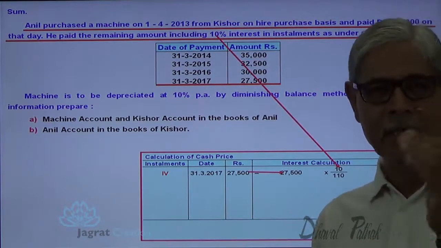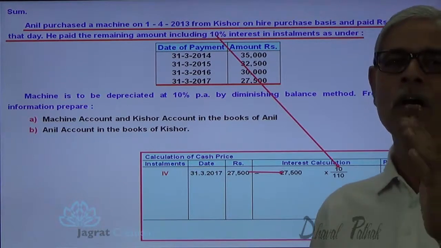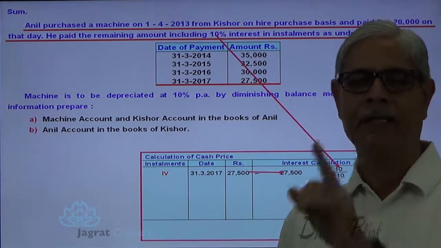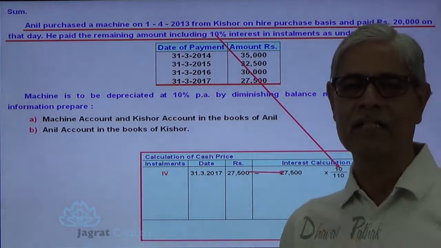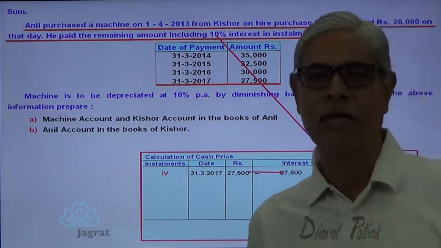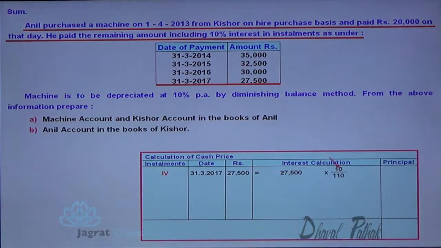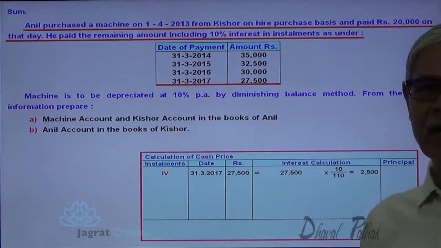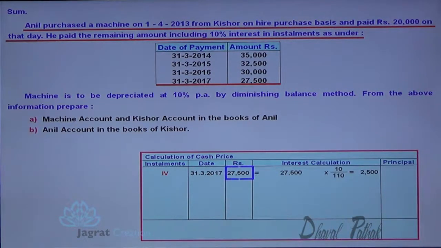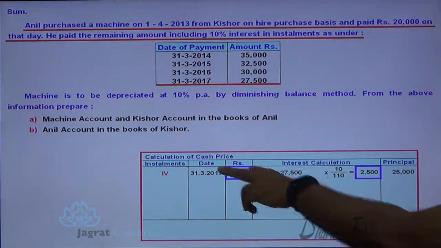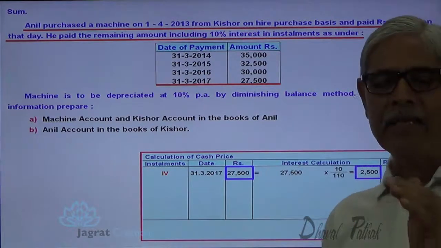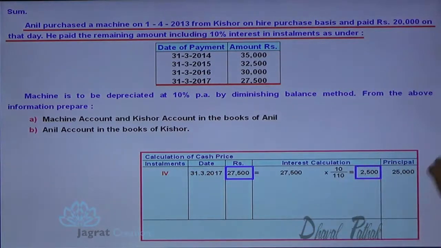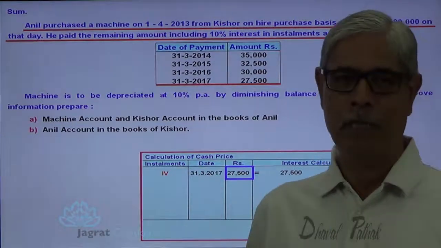On what principal? Say 100 is the principal, then 10 is the interest. 110 becomes the installment. So if 110 is the last installment, then 10 is the interest element. How much for 27,500? So 27,500 into 10 upon 110. So the interest element is 2,500. So 27,500 minus 2,500, the principal amount paid in the fourth installment is 25,000.